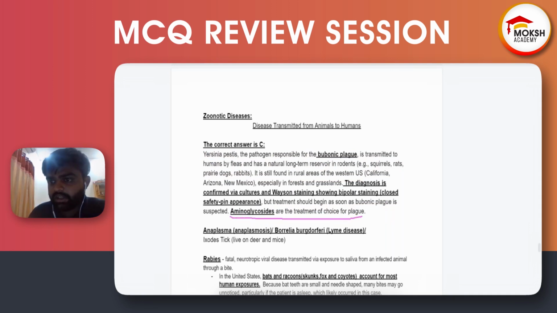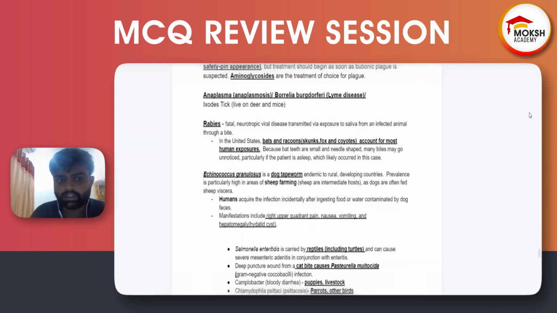As we see, deer ticks are associated with two diseases. One is anaplasma and Borrelia burgdorferi, that is causing Lyme disease. The tick is the Ixodes tick, which lives on deer and mice. One more disease you have to remember with Ixodes tick is babesiosis, which is classically seen as Maltese cross in RBC smears.